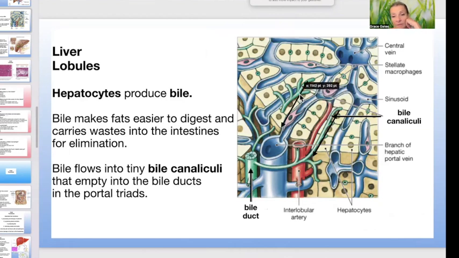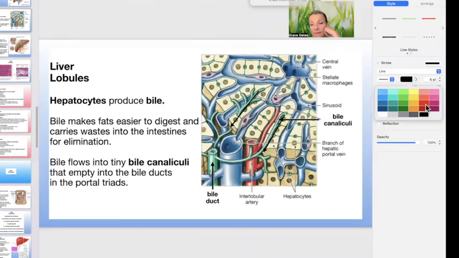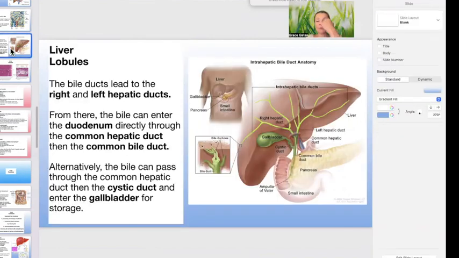I always thought that was especially notable, that you had the flow of blood going in one direction and the flow of bile going in the other direction. That's a key point in studying the lobules. So try to learn that.